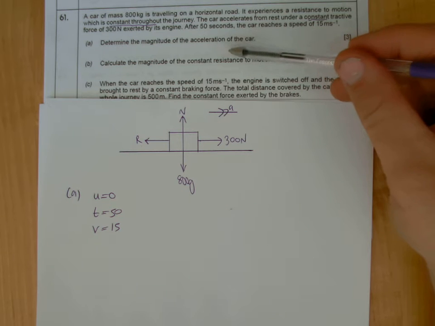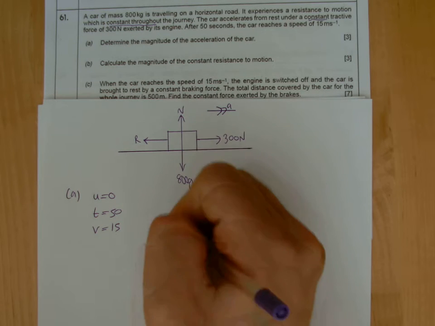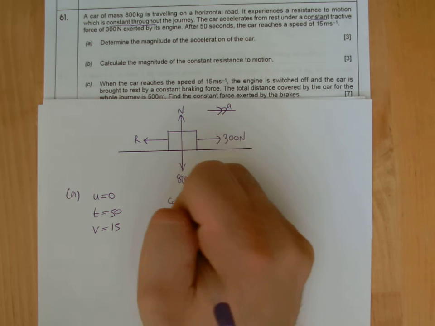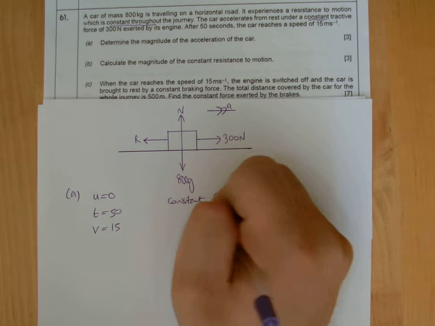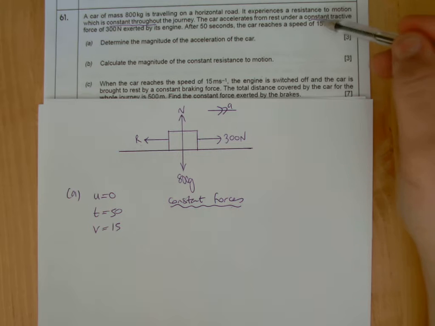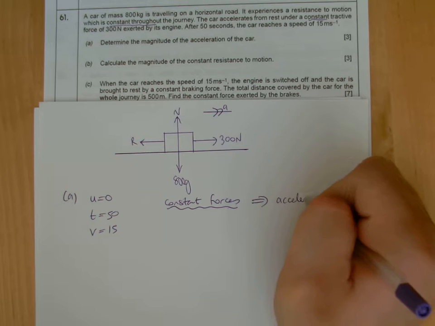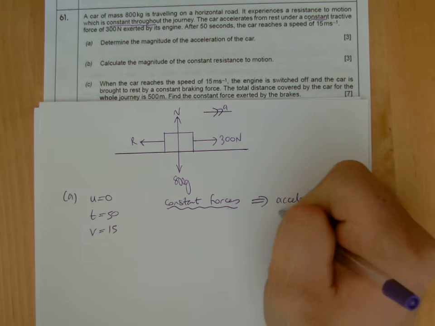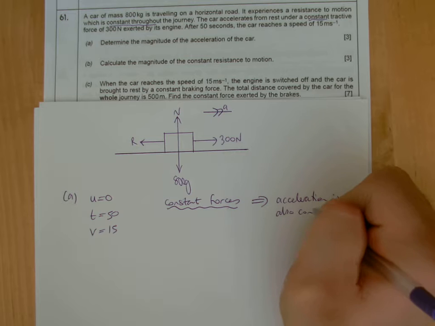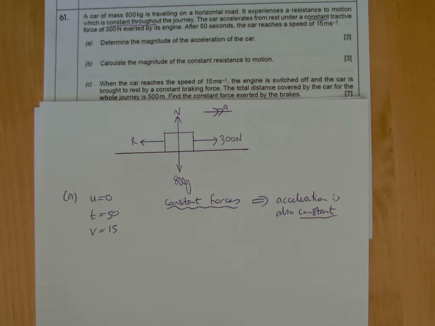So part A says calculate the magnitude of the acceleration of the car. Well, I can use the equations of motion because we've got constant forces. So it's important to recognise the wording in this question. They always said the forces were constant. If the forces are constant, that means the acceleration is also constant. So we can use the equations of motion when the acceleration is constant.